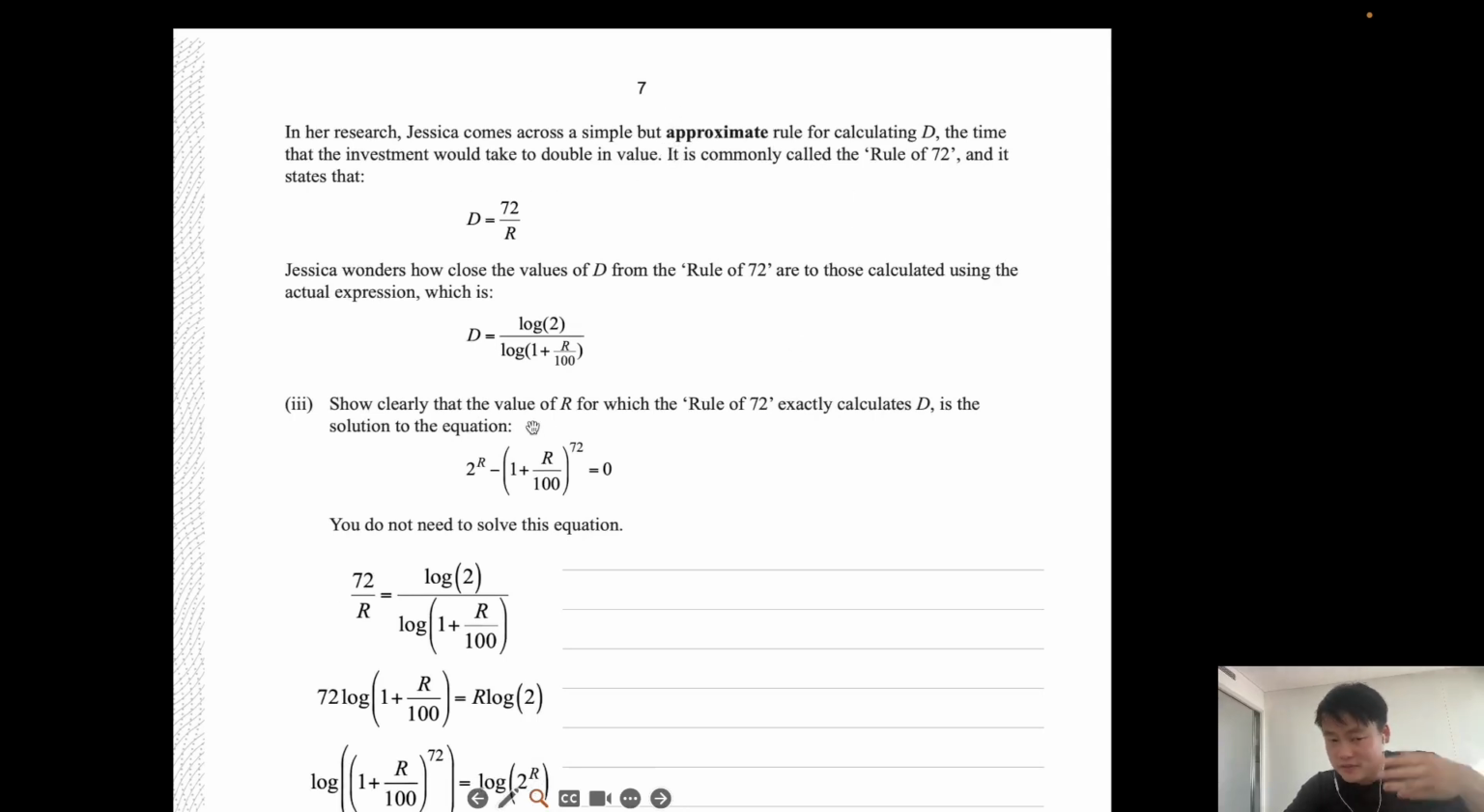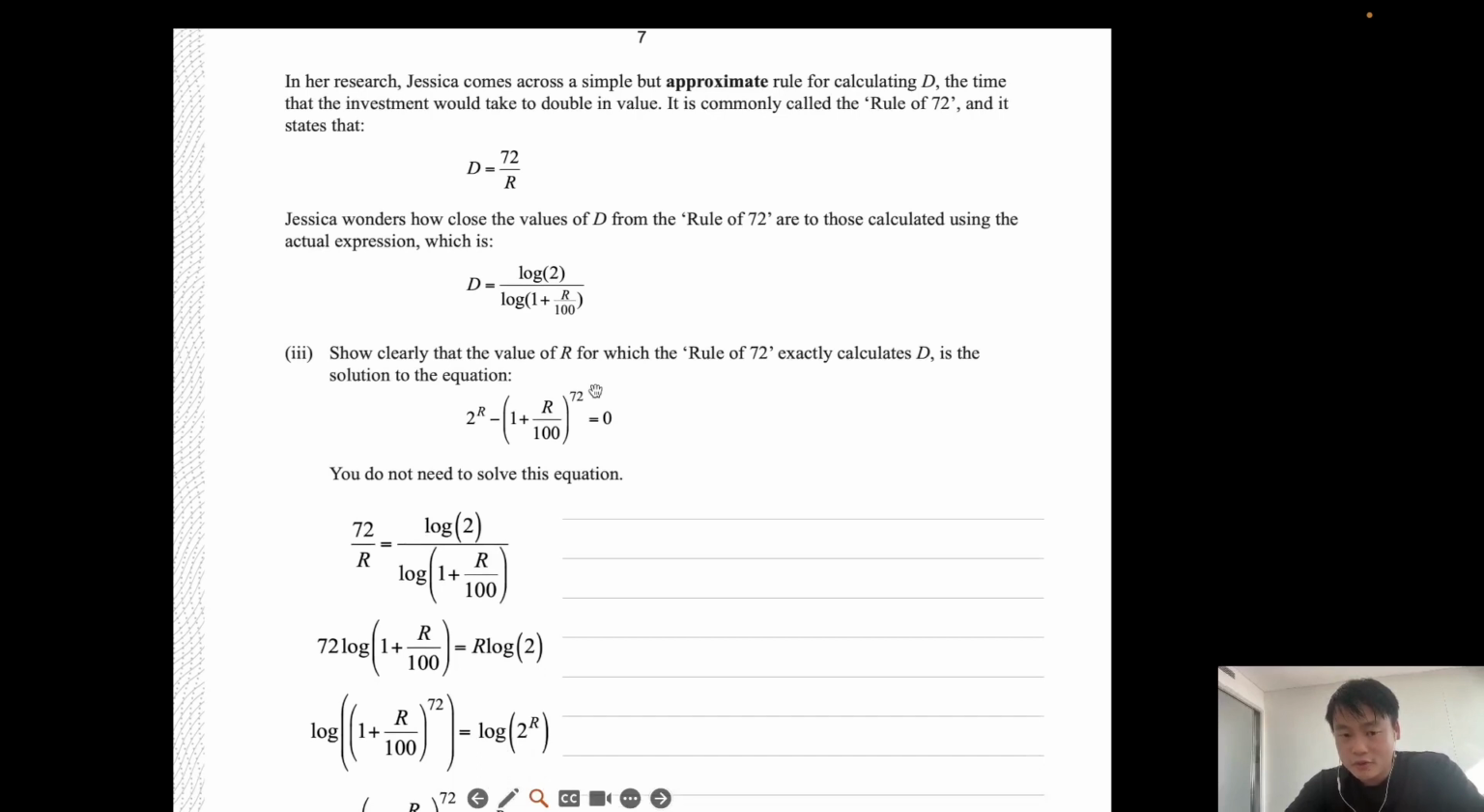Okay, you just go straight to part 3. They want you to show that the value of r, so you read the question first and then go back, just in case you end up having to read a lot of stuff that didn't relate to solving the question. So you go straight to the question, straight to the instruction. They want you to show, so finding something, the value of r for which this exactly calculates d, is the solution to this.